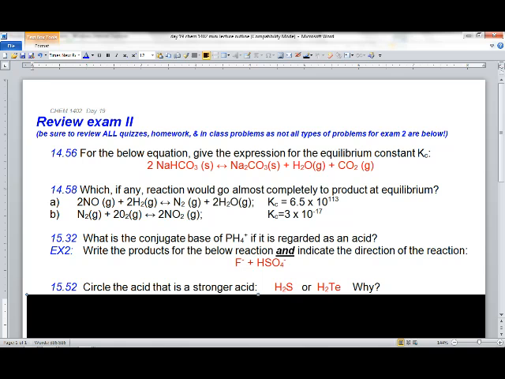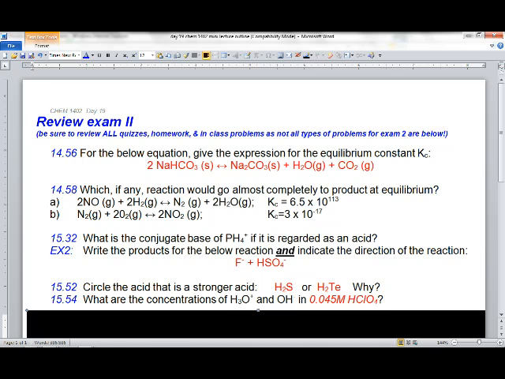Which one's bigger? It's got to be a which one's bigger question, because they both have the same number of hydrogens. There's no oxygens. It's got to be a bigger question. Something like this. What are the concentrations of hydronium and hydroxide in 0.045 molar perchloric acid?